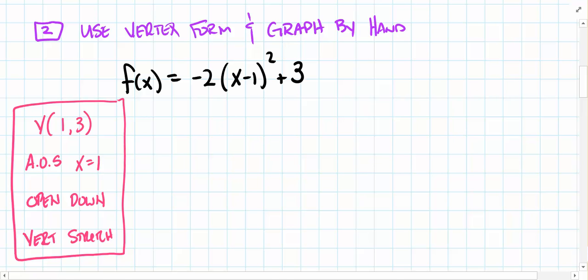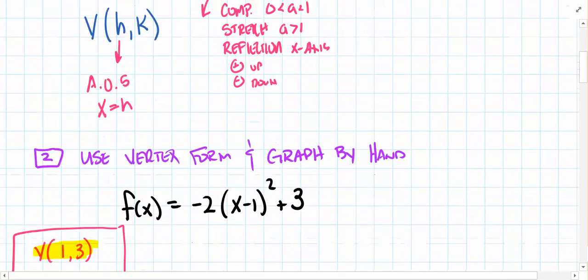Now what we're going to do is we're actually going to graph it by hand. Okay, so if my vertex, think about this, let's take some planning. If my vertex is 1, 3, and it opens down, which quadrant should I be highlighting? Which quadrant is the vertex in? It's in the first quadrant, and it opens down. So when you go to make your coordinate plane, let's go back over here.